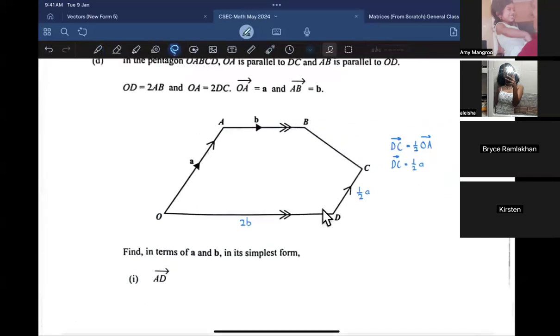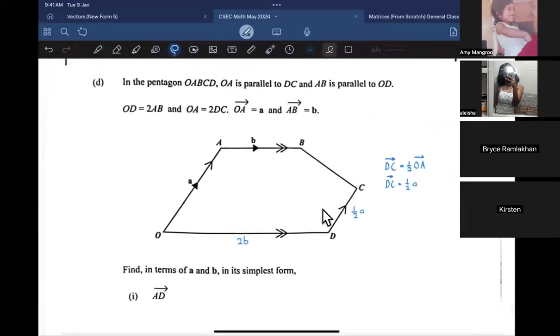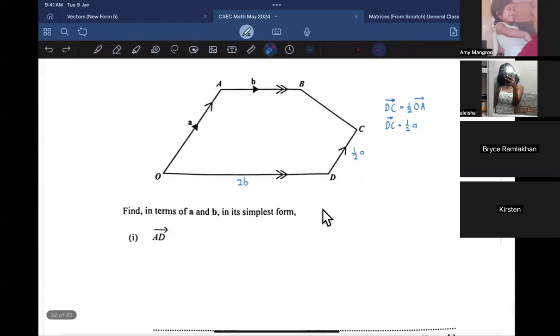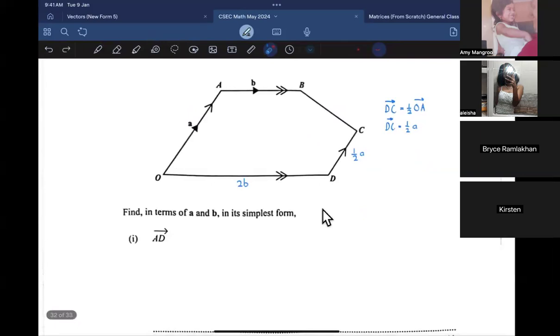But here's the drama. Do we know what B to C is? No, we don't. So that's some trouble there. Other than this path, is there another path you could take to go from A to D? How could you go from A to O, and from O to D? Yes, that is a correct path.